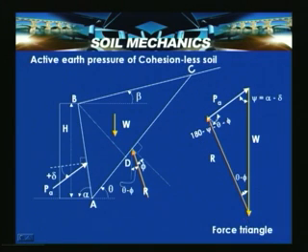So, this inclination is 180 minus psi minus theta minus phi, and this psi is equal to alpha minus delta, where alpha is this inclination of the wall face with the horizontal, and this inclination between R and W, which is shown here, is theta minus phi. So, the inclination between PA and W is psi is equal to alpha minus delta.